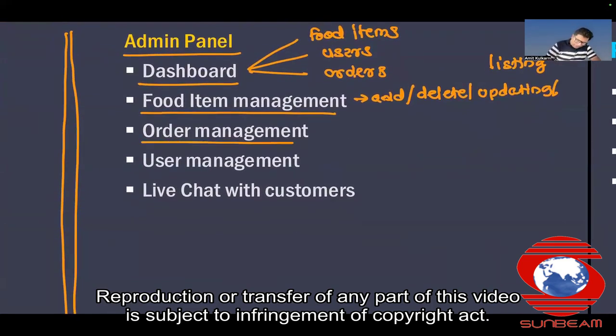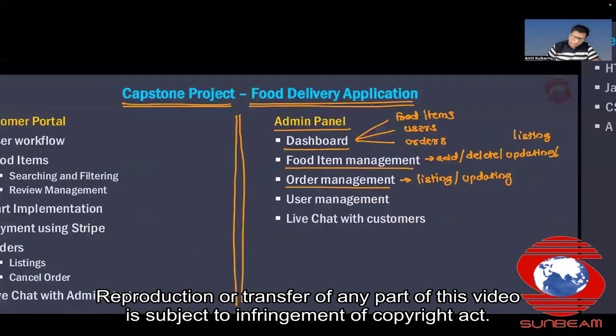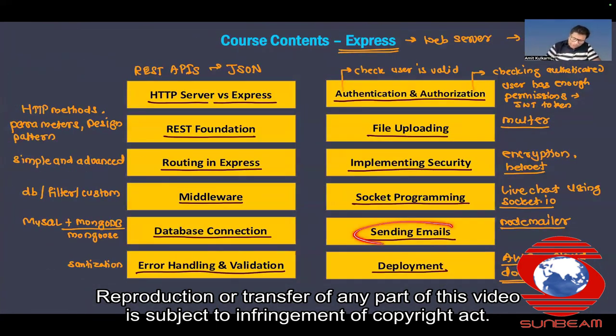Next, the order management. Now, an order cannot be deleted, but you can have order listing here. An order will be placed by the client or the user, but it will be listed here. So listing of the orders, and maybe updating the order. Say, for example, the customer places an order, saying I want this food item to be delivered. When someone from the admin side goes to deliver that, they will change the status of it, saying your order is out for delivery, and immediately the user will get an email. That's why we are going to send emails here.